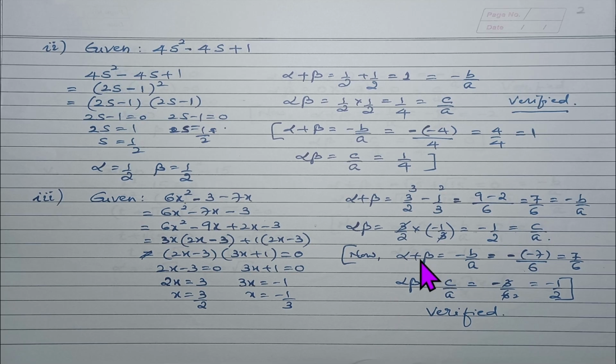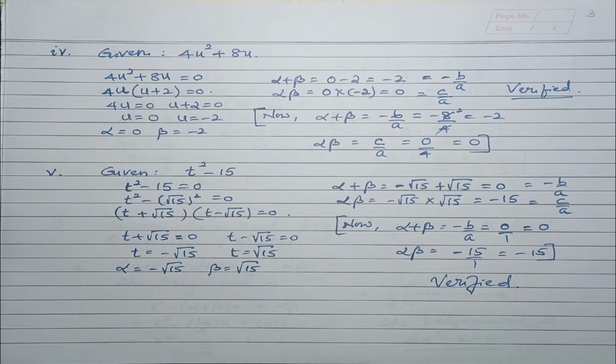Now let us take the relationship, that is alpha plus beta is equal to minus b by a. As you know, b is minus 7 here, so it is minus of minus 7, and a is 6, so it will be 7 by 6. Now alpha beta is equal to c by a, and c is, as you know, minus 3, so take minus 3 divided by 6, and that is minus half. Therefore we find alpha plus beta is equal to 7 by 6, which is equal to minus b by a, and alpha beta is equal to minus half, which is equal to c by a, and that is the verification of the relationship between the zeros and the coefficients of a quadratic polynomial.